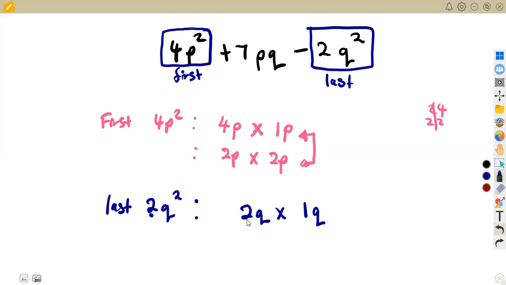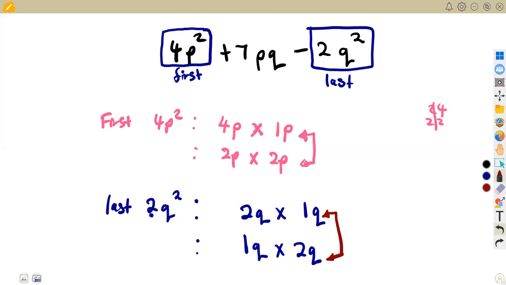And like I said, on the constant, on the last term, you can interchange. So once you say 2 and 1, you can also say 1q times what? Times 2q. This can only happen on the last. These are the only factors of 2, 1 and 2. So we can even interchange. If it was 2 and 1, we can write it as 1 and 2.